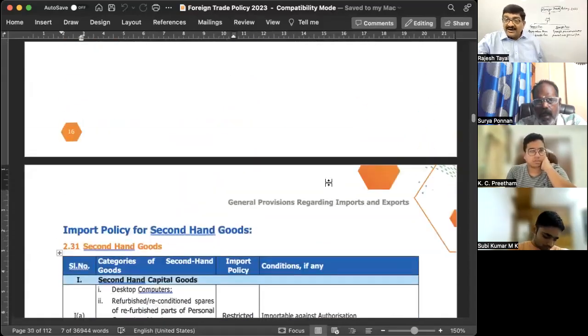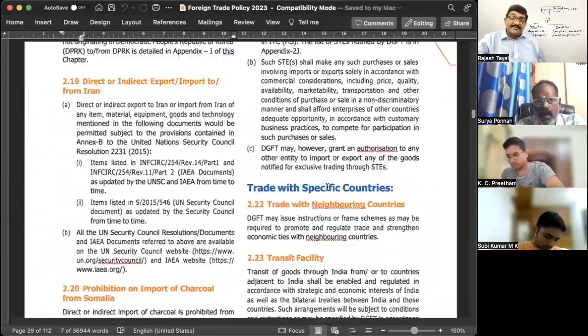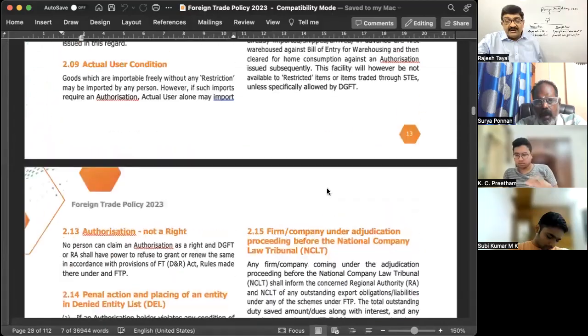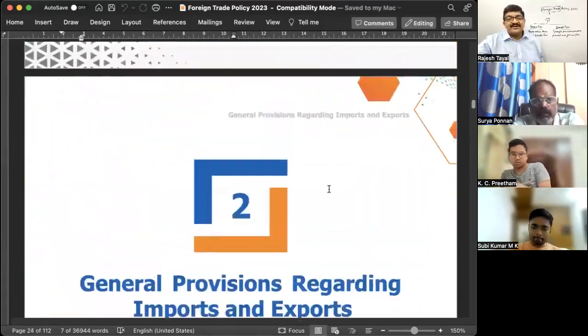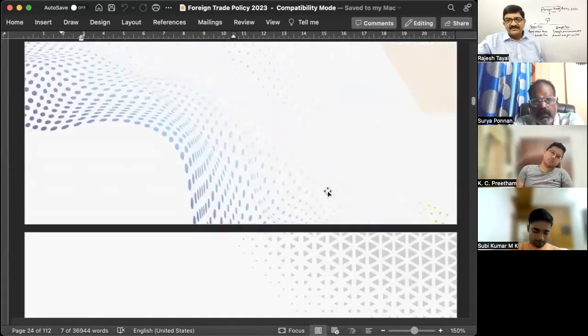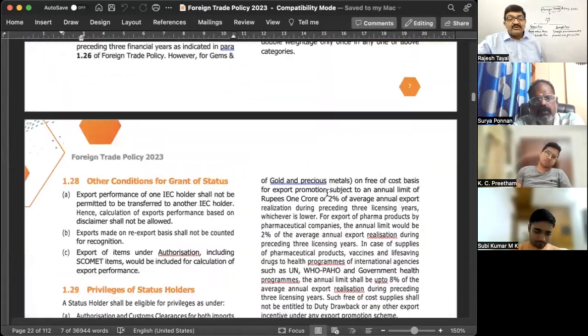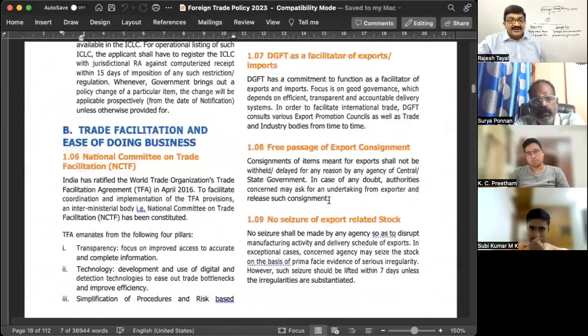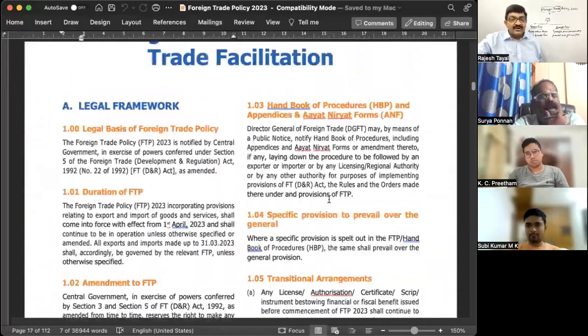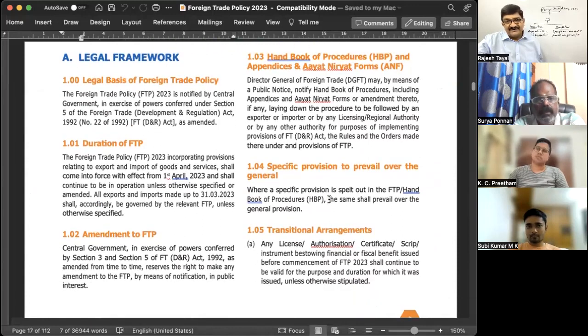Similarly, we have chapter number 5, which talks about the EPCG scheme. That is only capital goods are there. Not all the goods are covered there. Okay. So whenever we talk about the provisions, we have to understand one fact that specific provision will always prevail over general provisions.